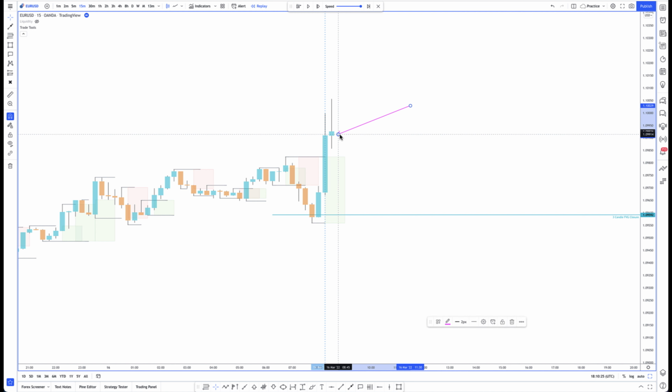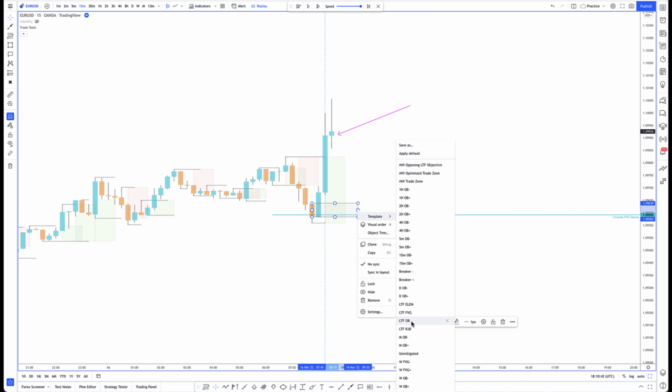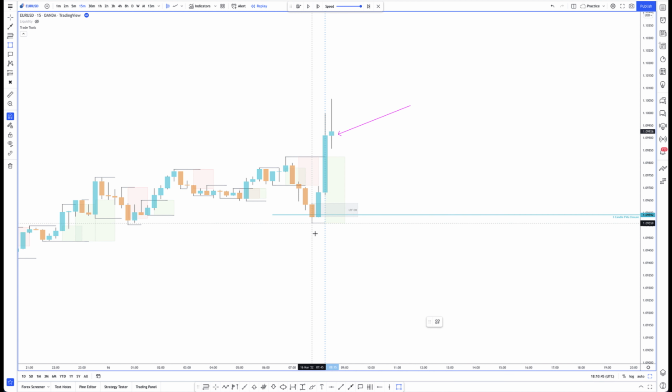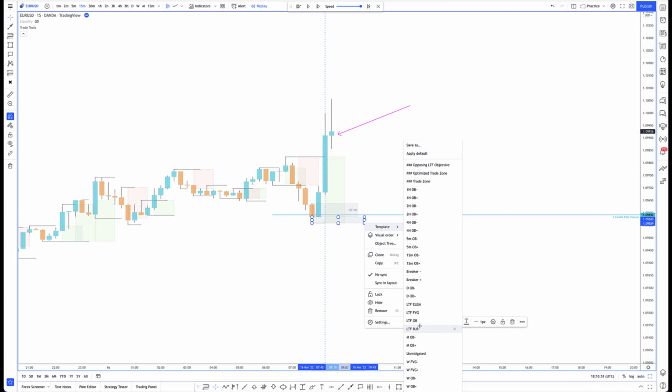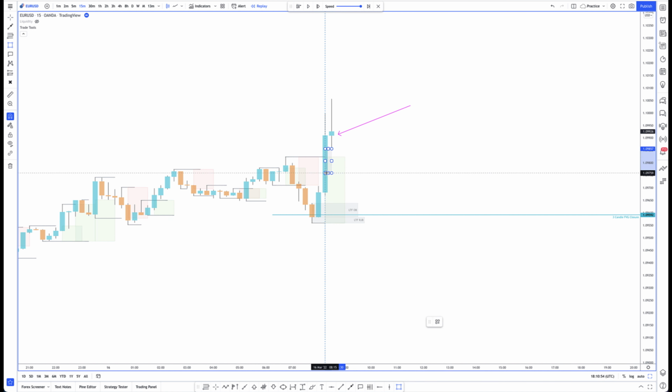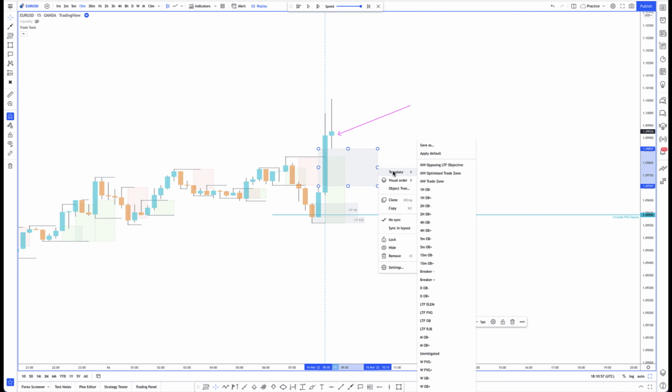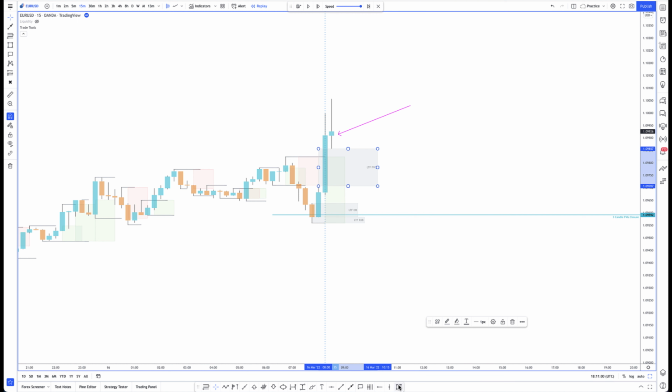Once this candle completes, then we start marking what are the elements that we see on the chart on this lower time frame, on 15 minutes. So we have a 15-minute order block. We have a 15-minute rejection block, and we also have a 15-minute fair value gap, and we have yet another 15-minute fair value gap over here.